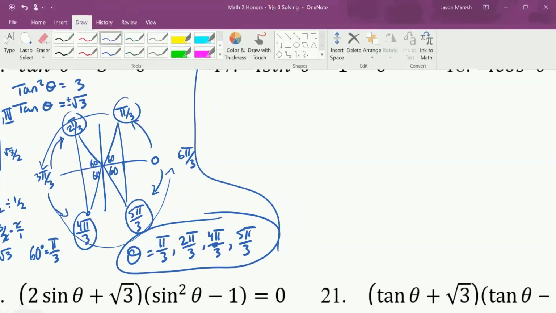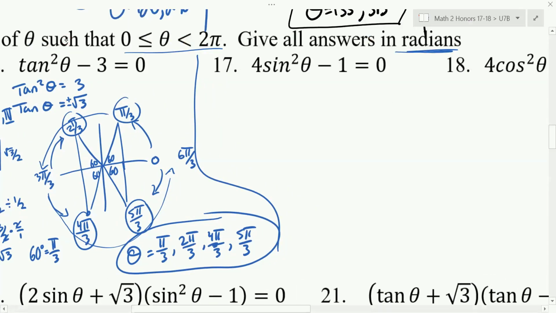Number 17. 4 times sine squared theta minus 1 is 0. Add 1. Divide by 4. Take the square root, and you end up with sine of theta is positive or negative 1/2.